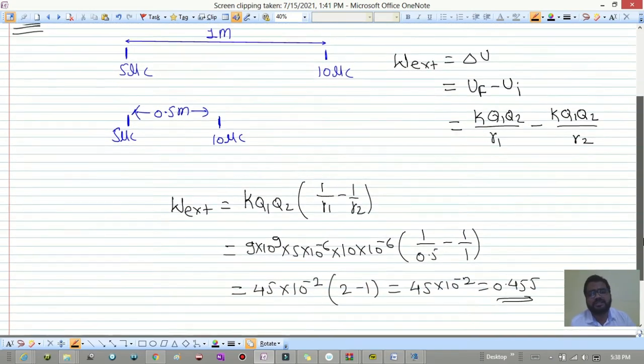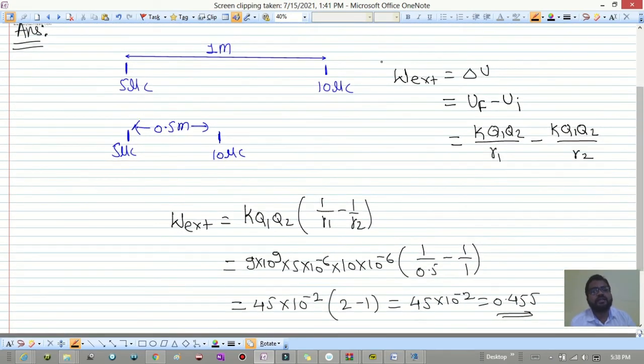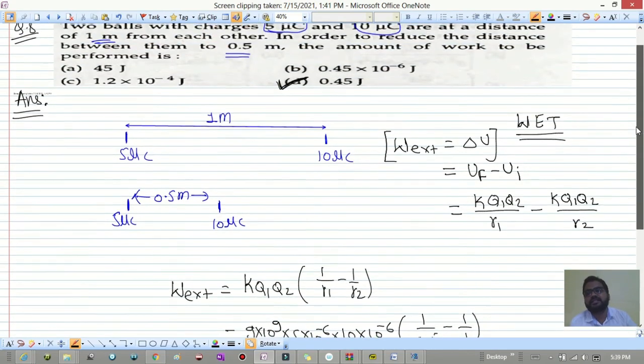So I hope this is clear, right? Everything is important over here. Yes, the work energy theorem is important: work done by external, work done by conservative, work done by non-conservative, everything is equal to the change in kinetic energy. So I hope this is clear.